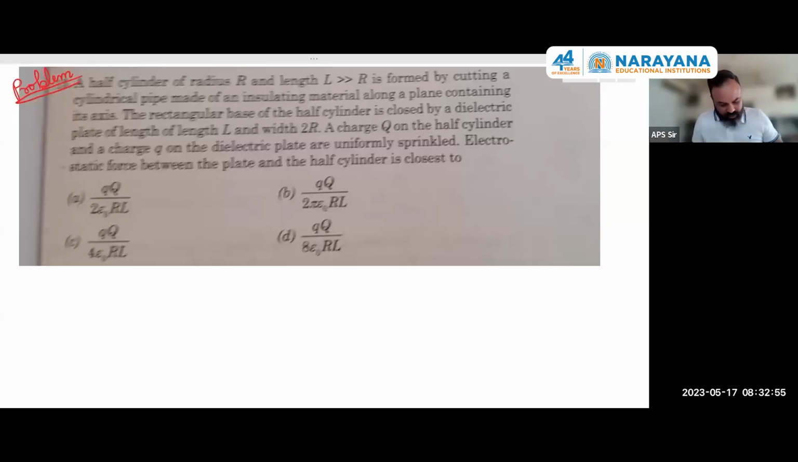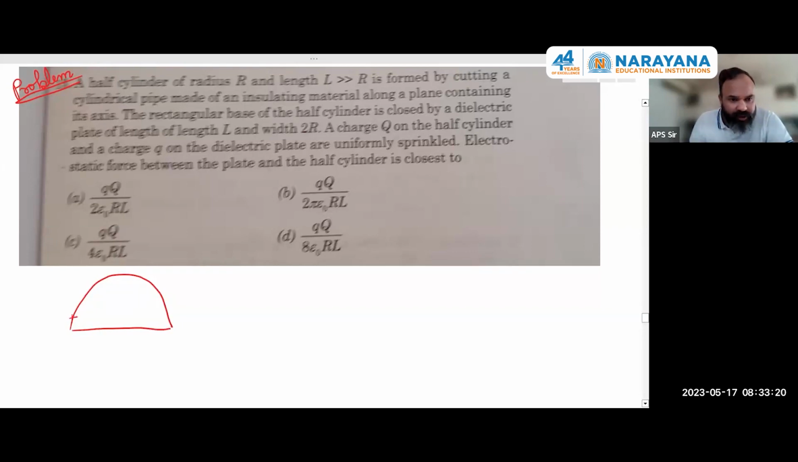Let us start today's lecture with the problem where we had left in the last class. The last problem that I was discussing was, let me explain the question again and we will gradually come up with the solution. The problem was somewhat like this, that there is a half cylinder.